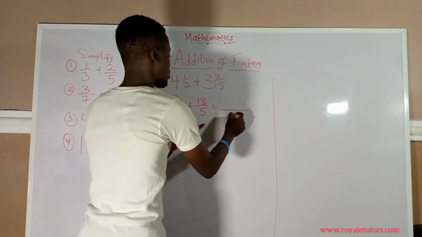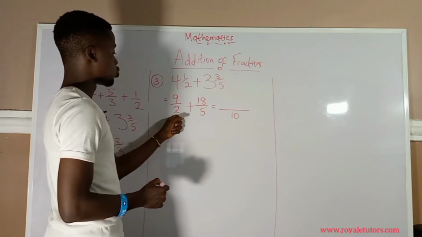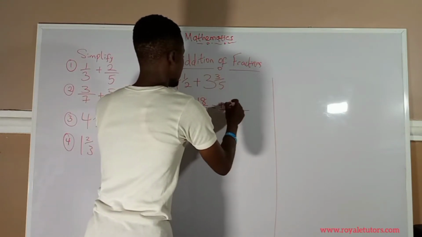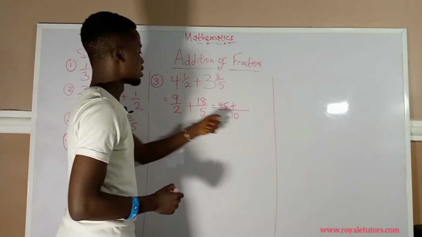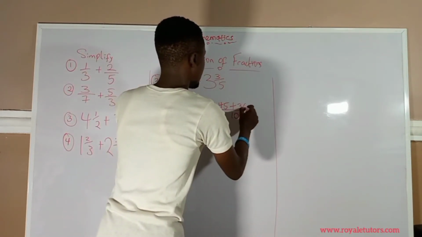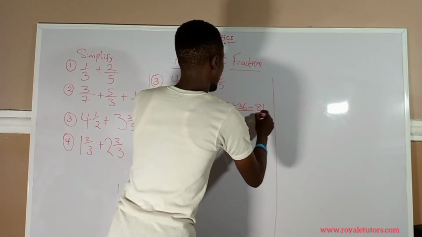What do we do? We take the LCM. The LCM is going to be 10. Then you take the fractions one after the other. 10 divided by 2, 5. 5 multiplied by 9, that's going to give us 45. Plus 10 divided by 5, 2. 2 multiplied by 18, 36. So if you calculate this, it's going to give us 81 over 10.